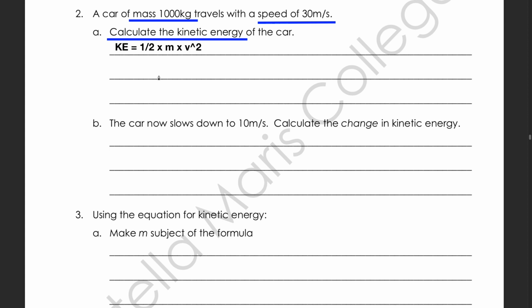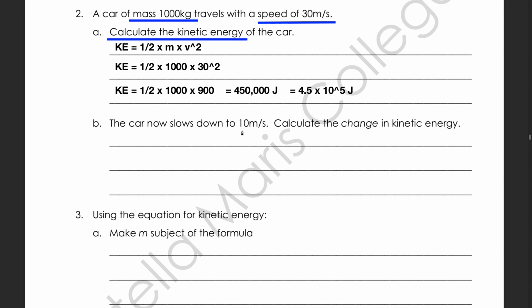When we plug in the values, we get 1/2 multiplied by 1000 multiplied by 30 squared, which can be rewritten as 1/2 times 1000 multiplied by 900, because 30 squared is 900. All of that will give us an answer of 450,000 joules. This should be converted into standard form. So that will be 4.5 times 10 to the power of 5 joules.